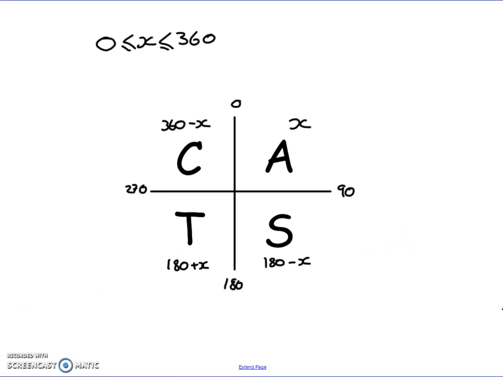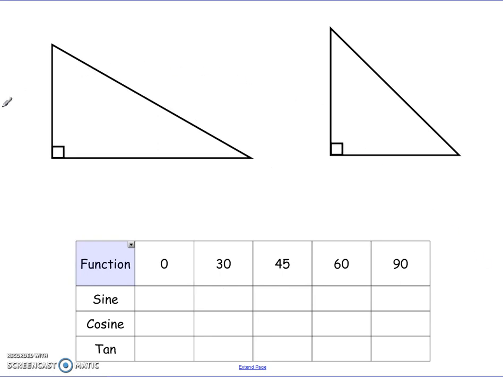Now, one other key thing we have to make sure we remember is our exact values of sine, cos and tan. And these can be found by looking at two separate right-angled triangles. Now, the key values we have to remember are sine, cos and tan of 0, 30, 45, 60 and 90 degrees, which can be brought up in these two triangles here.